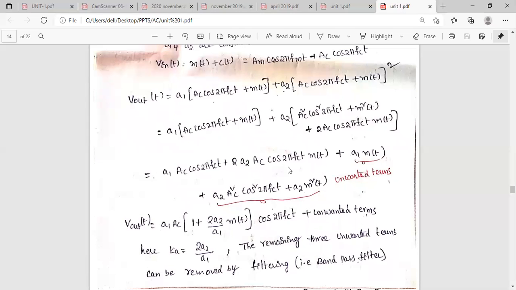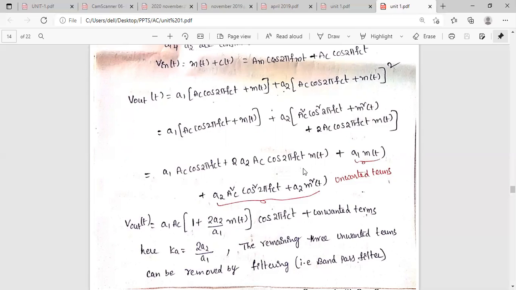A band pass filter allows only a particular band of frequencies around the carrier frequency, and it rejects the remaining frequencies, meaning it rejects the low frequency terms and the very high frequency terms. Here you may observe this is the message signal. It is a very low frequency component, so this one is also neglected, and this is also a low frequency component, and it will be rejected by the band pass filter.